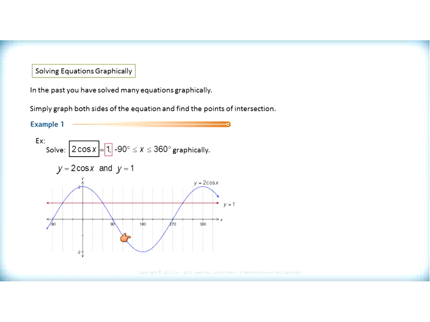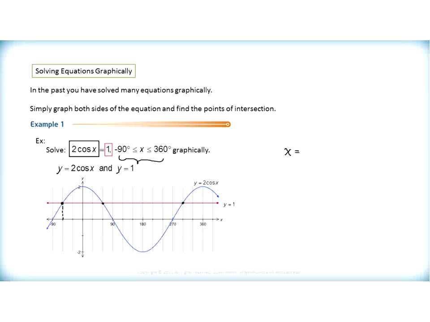Here's the graph of y equals 2 cosine x, graphed on my graphing calculator. And of course, here's the line y equals 1. All we're looking for is where the points of intersection occur. So we got a point of intersection occurring here, and here, and here. And these are our answers, because I'm only looking for the answers between negative 90 and 360, again in degrees.